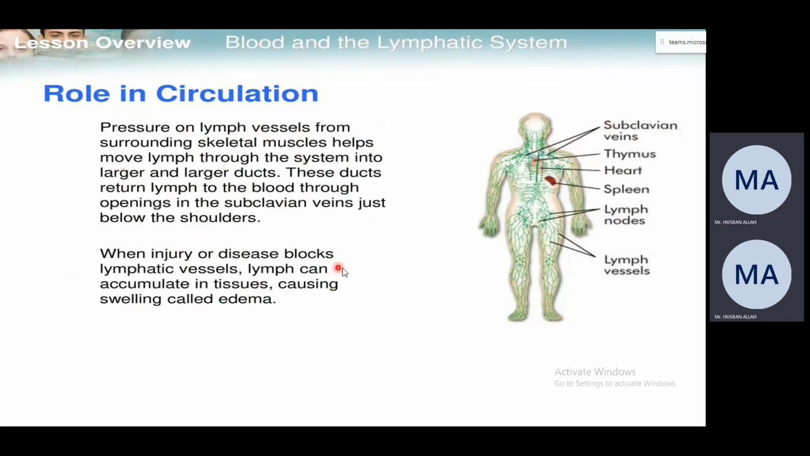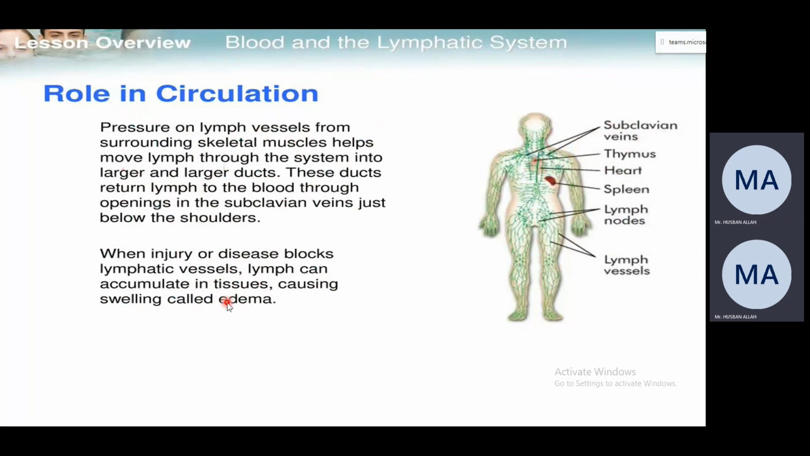Whenever injury or disease blocks a lymphatic vessel, lymph can accumulate in tissue, causing swelling called edema. Let's suppose a disorder, an injury, or any disease comes in the lymphatic system, right? So lymphatic vessels are like tubes. When a tube is blocked, what will happen? Let's suppose you have a lymphatic vessel in the hand, but it is blocked at this point, and the subclavian vein is here, right?